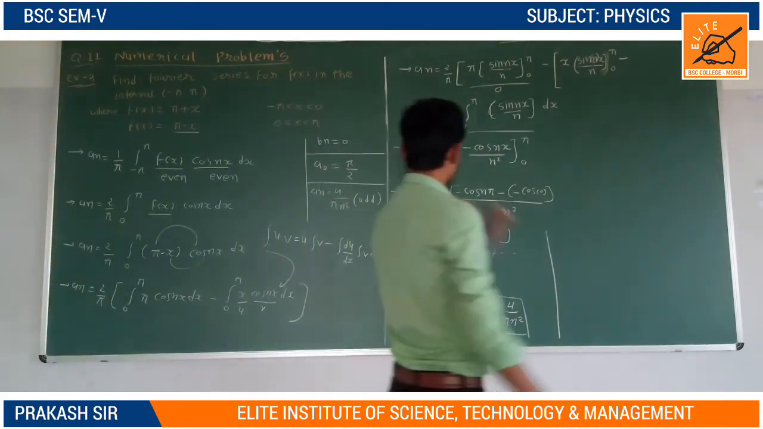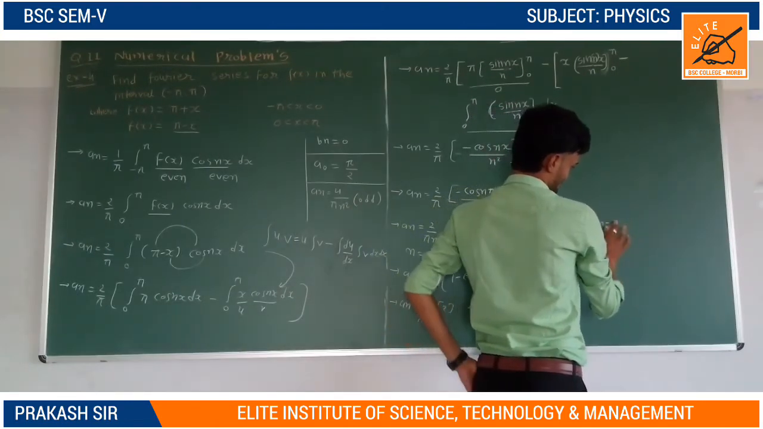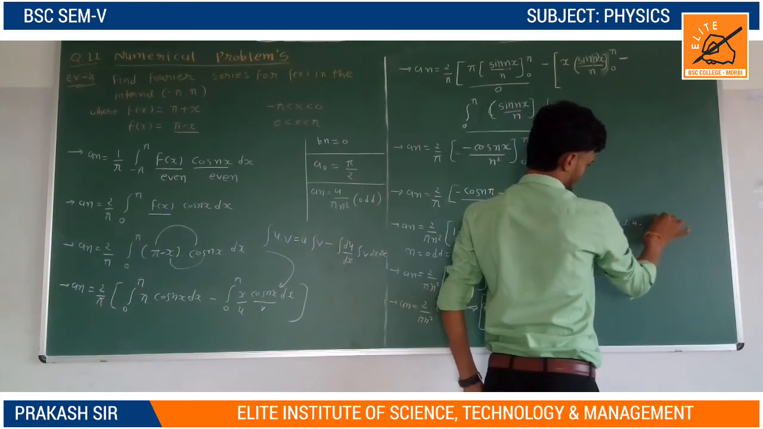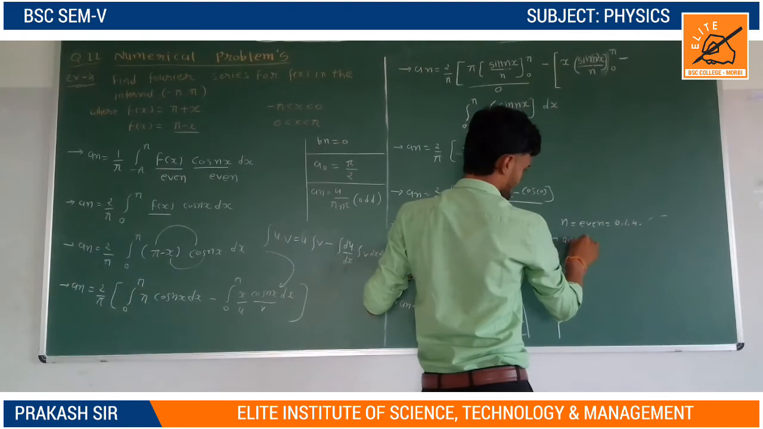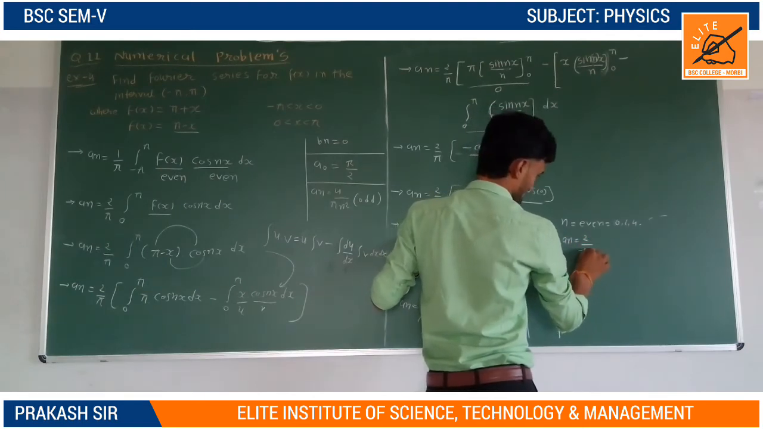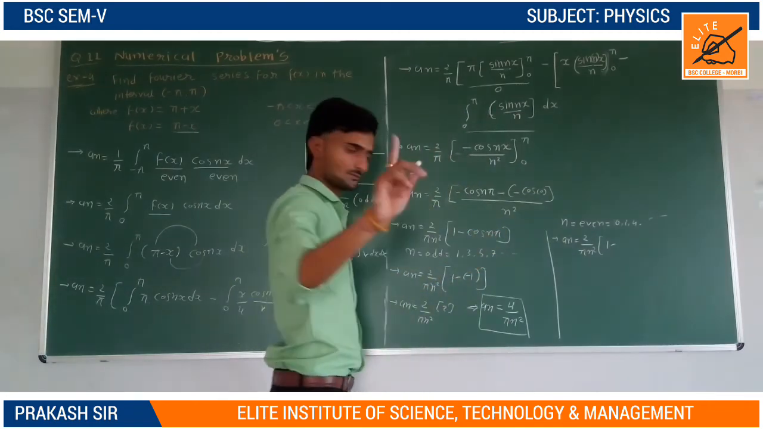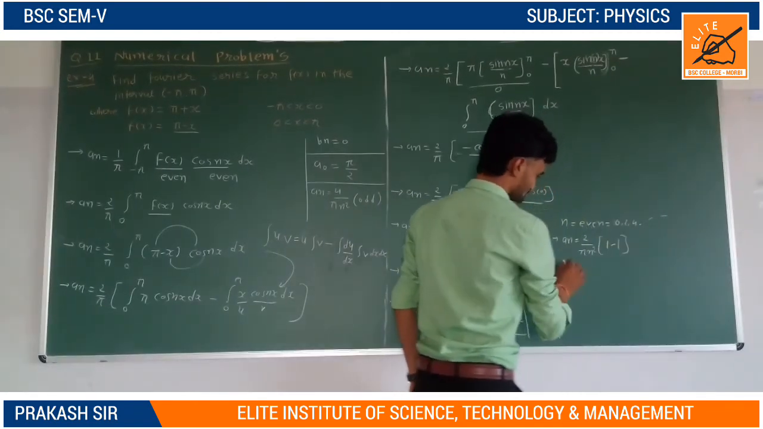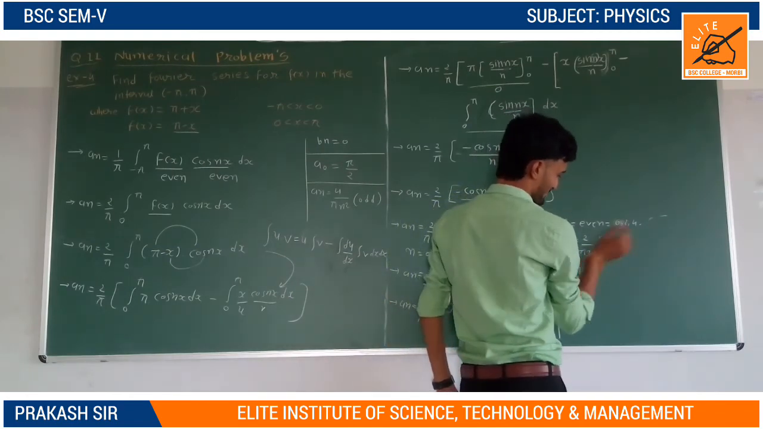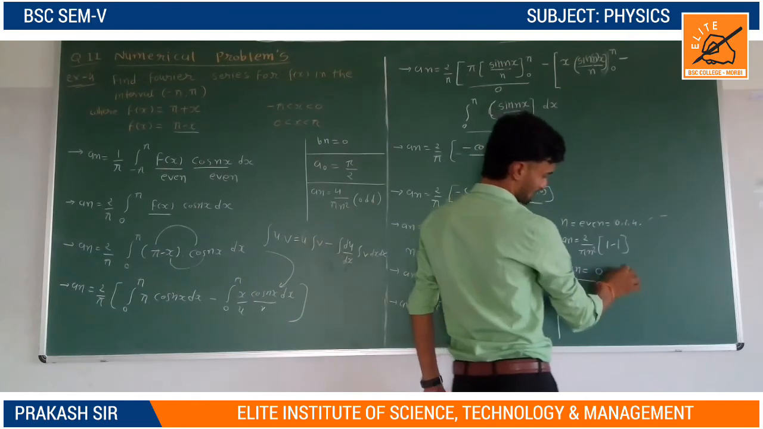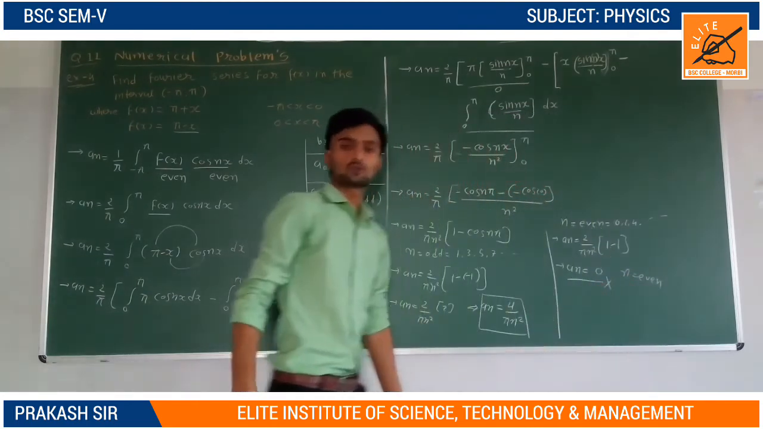Now n is even: 0, 2, 4, 6. So a_n is equal to 2 upon pi n square, 1 minus cos 0. Cos 0 is 1. So 1 minus 1, 0, into 2 upon n square. So 0 for n equal to 2. So now take these values in the Fourier series.